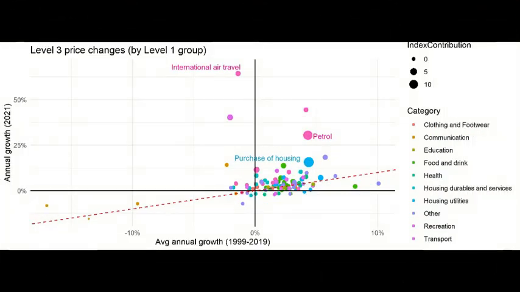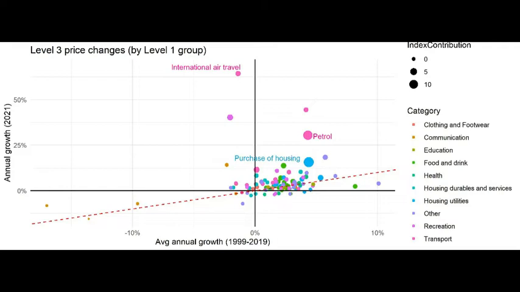The second graph here has what's behind the increase in CPI. Here we have all the different classes of consumer goods and services, color-coded by their broad category. The size of the circle represents how much the item contributed to the overall increase in the CPI. A bigger circle means a bigger contribution.